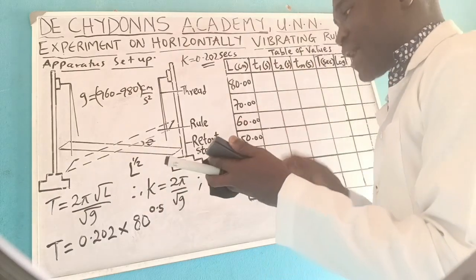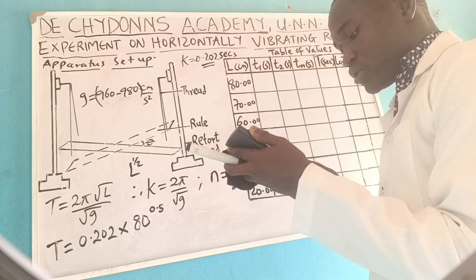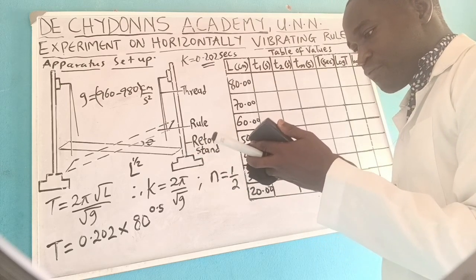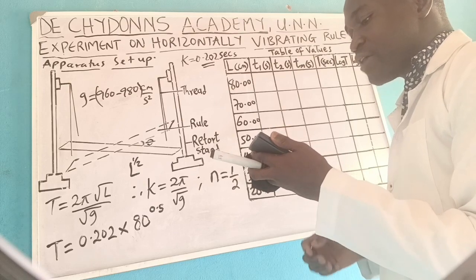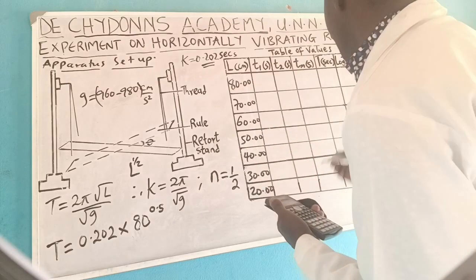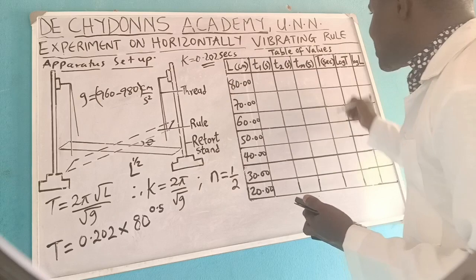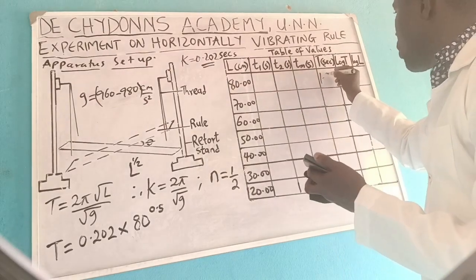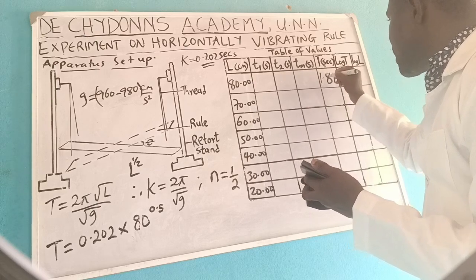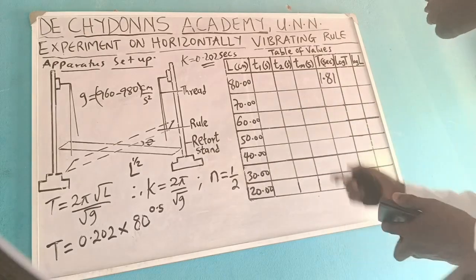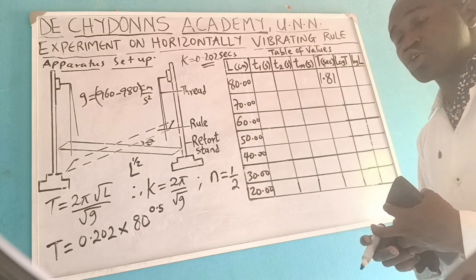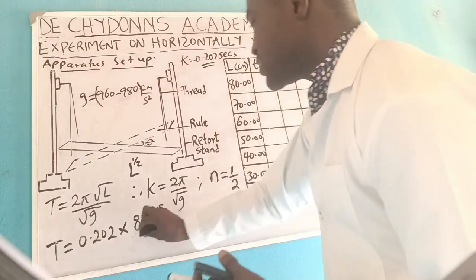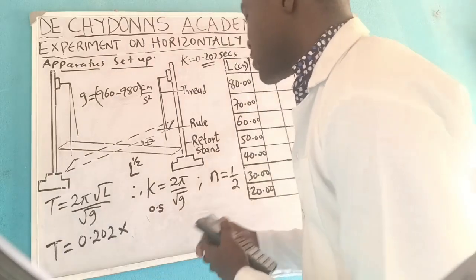So I will be pressing my calculator. 0.202 times 80 raised to power of 0.5. That will be giving me 1.81. I'll write it under the capital T. 1.81 approximately, put it in 2 decimal places, so to speak. You do the one of 70 by cleaning this 80 and replace it with what? 70.